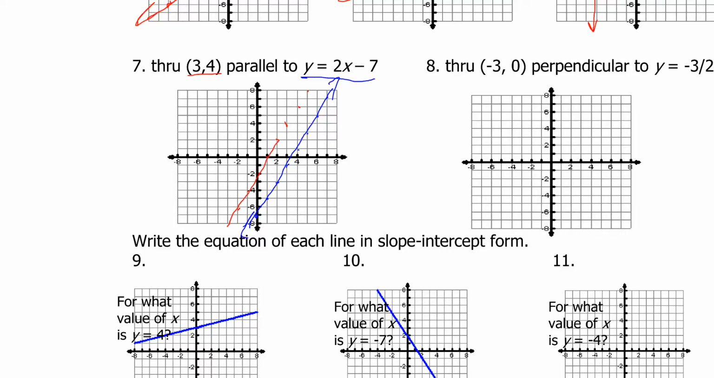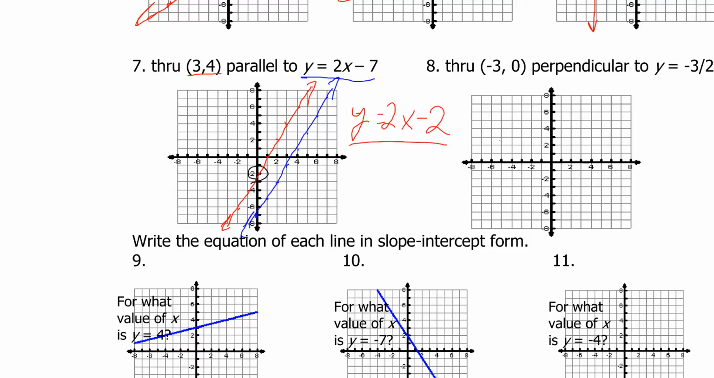Okay, and it's asking us to also write the equation that goes with it, okay? So we know it's going to be y equals 2x, alright? And then as we can see right here, it crosses at negative 2. So 2x minus 2. And there it is. And it's done. It's that easy. Alright?